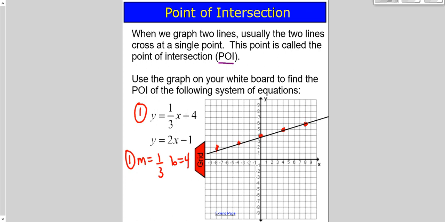Perfect. And then now let's take a look at this second equation. My second equation, I have a slope of 2. I don't have a run with that, so I'm going to put it 2 over 1, so I have a rise and a run, and a y-intercept of -1. So let's go to -1 here, and then I'm going to go up 2 over 1, up 2 over 1, up 2 over 1, up 2 over 1, and I'll draw a nice line that goes through that.